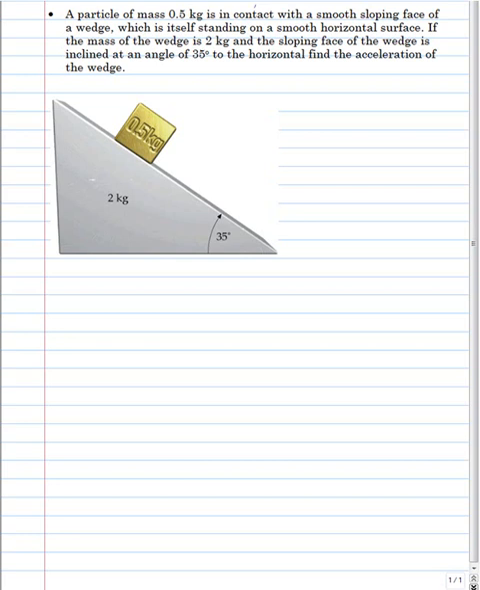Let's draw the forces acting on the particle that is sliding down the wedge. The first force I'm going to draw is the normal force from the wedge acting on the particle. The particle also has a weight, I'm going to call it M1, a weight M1g.